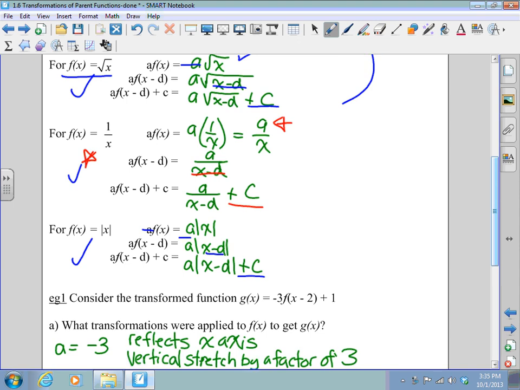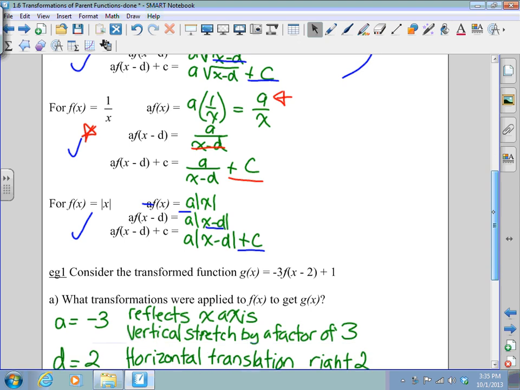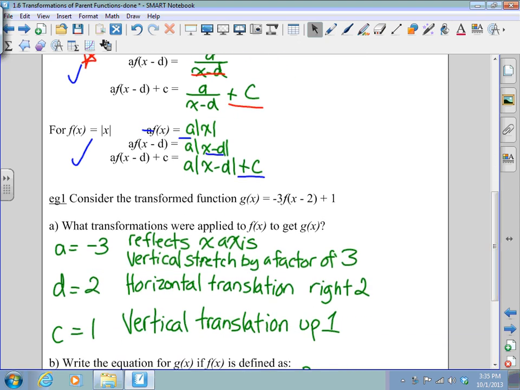So let's take a look at an example here and how we're going to do this. Looking, ladies and gentlemen, at our g of x here, notice g of x equals -3 times any function, subtract 2, plus 3. This does not specify the parent function, so you cannot graph it as is. But what we can do is say which transformations can be applied to any parent function.